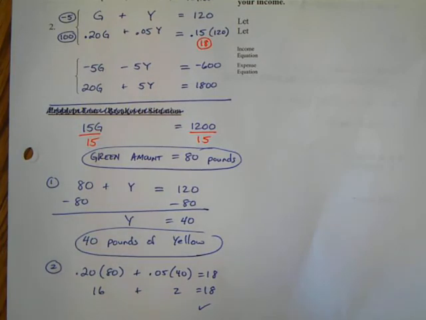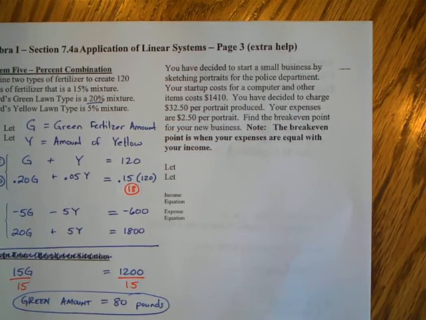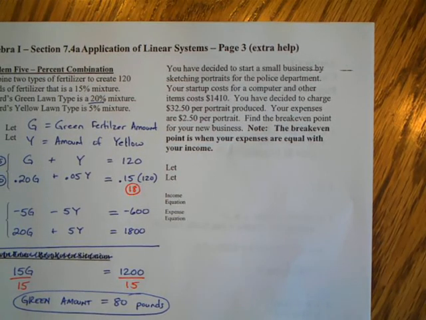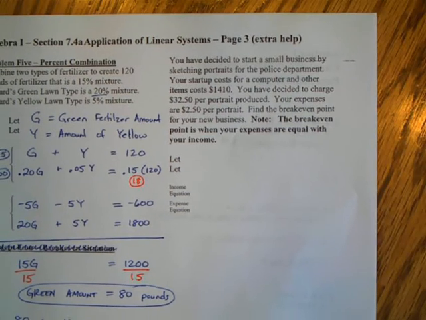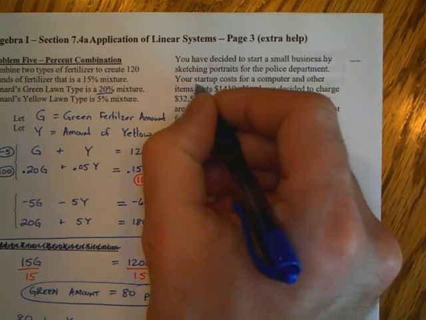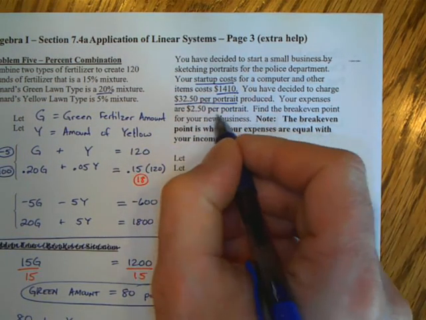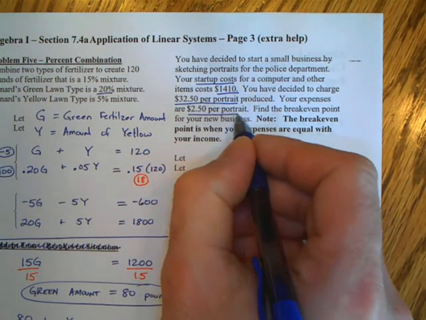Our last problem for this section is example 6. And once again, it's a break-even problem. So this is another chance to practice our break-even. As we scan through the problem, we're going to try to pick out the important information. We have startup costs are $1410. We're charging $32.50 per portrait, and our expenses are $2.50 per portrait.